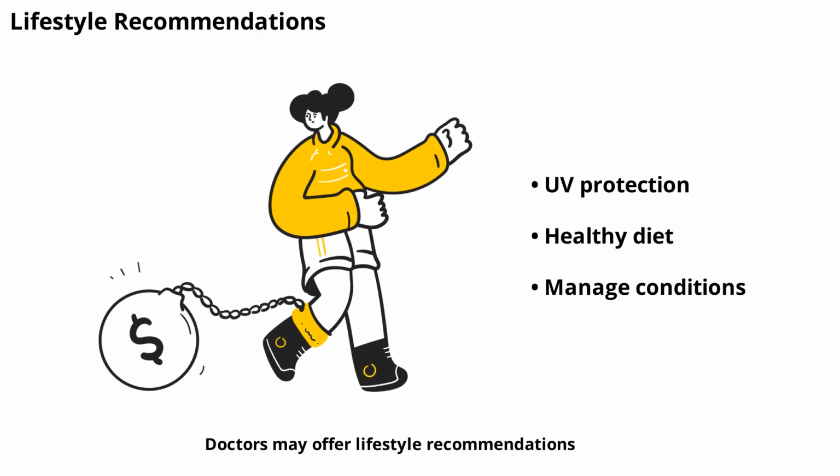Doctors may offer lifestyle recommendations to help slow cataract progression. These can include wearing sunglasses to protect your eyes from UV light, managing underlying health conditions like diabetes, and maintaining a healthy diet rich in antioxidants. Such steps can support overall eye health.